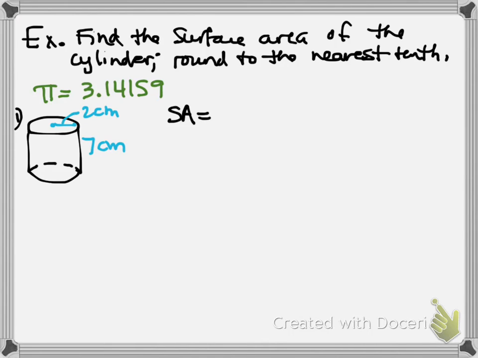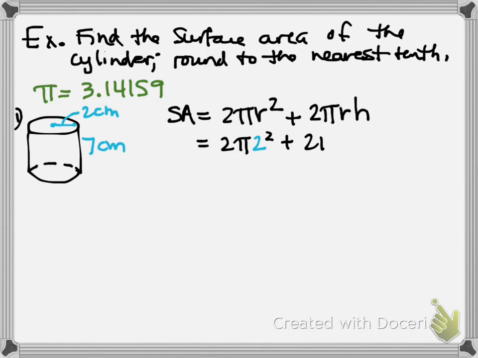Equals, and then the formula says we have 2 circles. The area of each circle is pi r squared, so we get 2 pi r squared. Then we get a rectangle, and its dimensions are the circumference of the circle times the height, and circumference of a circle is 2 pi r times the height. So we're going to put in our identified pieces of information where we've got 2 as our radius, and we're going to square that, and we're going to add to that 2 pi, and again 2 is our radius, and our height is 7.